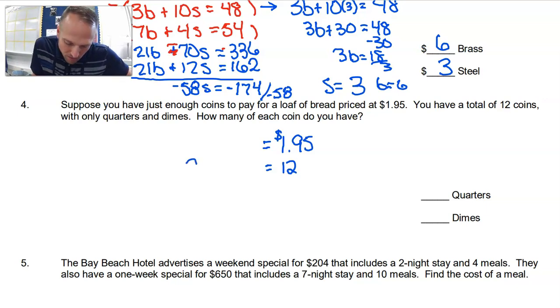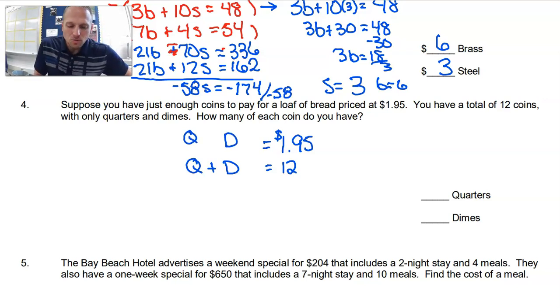Okay, so if I add my quarters plus my dimes, the number of quarters plus the number of dimes, that's going to be 12. Okay, how do we get $1.95? This one's going to be a little bit more tricky. Each quarter is worth 0.25, 25 cents. Each dime is worth 0.10. So 0.25 times the number of quarters we have plus 10 cents times the number of dimes we have is going to be equal to $1.95.